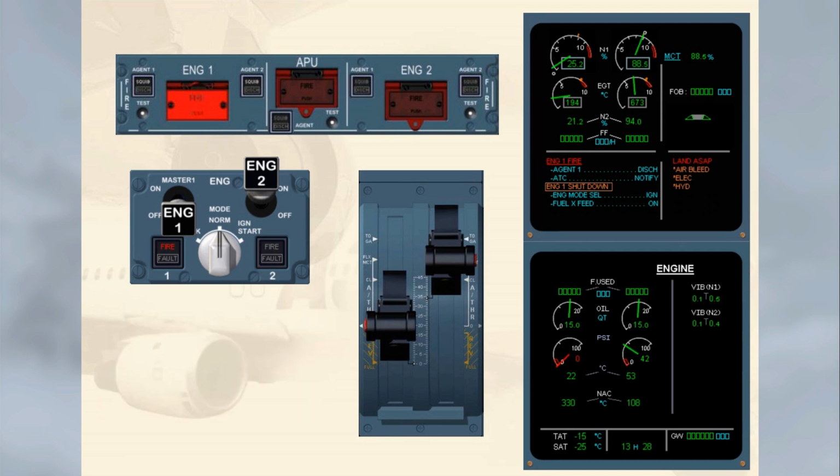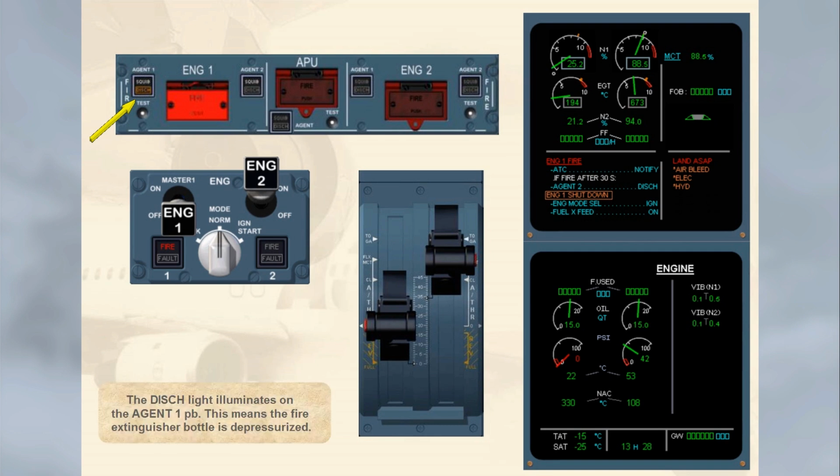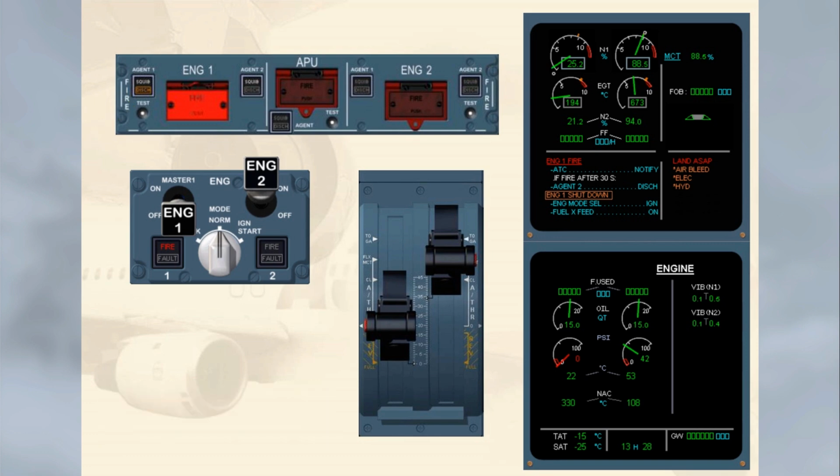The next line of the ECAM procedure calls for the discharge of the fire extinguisher bottle. The discharge light illuminates on the Agent 1 push button. This means the fire extinguisher bottle is depressurized. It's now time to inform ATC. Since there is no feedback to the FWC, this line will not disappear.